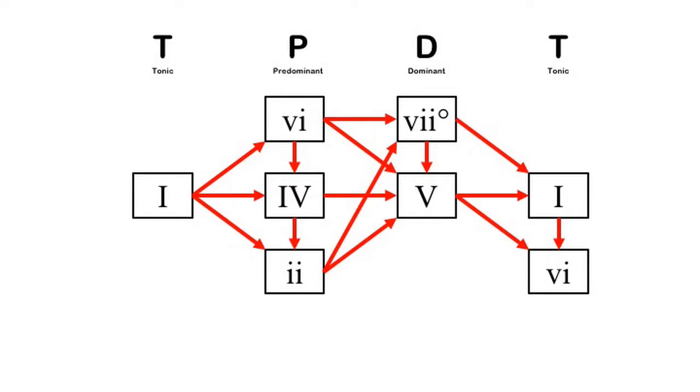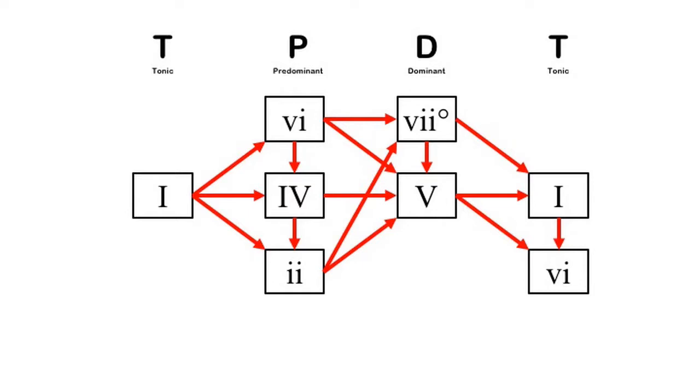Likewise, I could do the same thing with the dominant area. So if I do my tonic, and I'll just go to a 4 predominant, I can then go to a 7 dominant, and then convert that to a 5, which then takes me home to my tonic. So there are lots of ways I can now move through this chart.